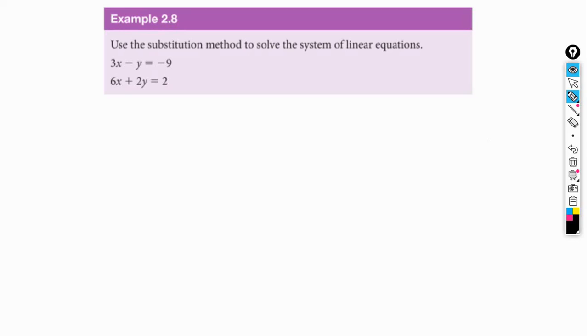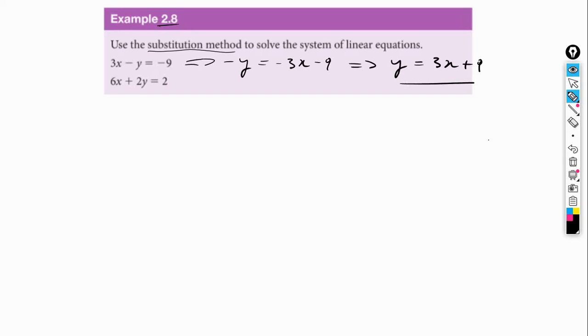So here we are in example 2.8, and it says use the substitution method to solve the system of linear equations. So the substitution method, as the name implies, requires a substitution. So for that, what we have to do is rearrange one of these equations. I'm going to rearrange the first one. So if I rearrange this, notice that I can rewrite this as -y is equal to -3x minus 9. And then dividing both sides by -1, I get that y is equal to 3x plus 9. So this equation we're going to use to substitute into the second equation.